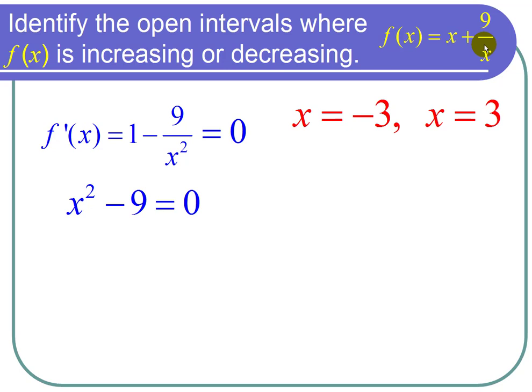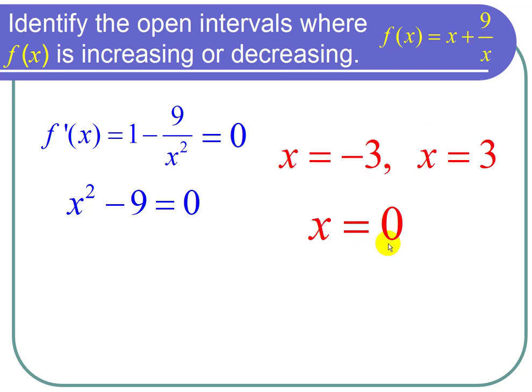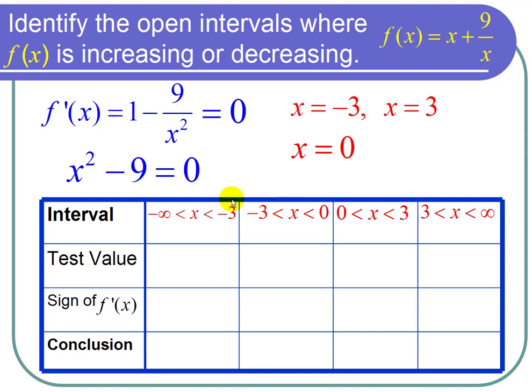So now let's draw a table. And on my table, I'm going to put intervals from negative infinity until I get to my first critical point, which is negative 3. Then negative 3 to my next critical point, which is 0. Then 0 to my next critical point, which is 3. And then finally 3 to infinity.